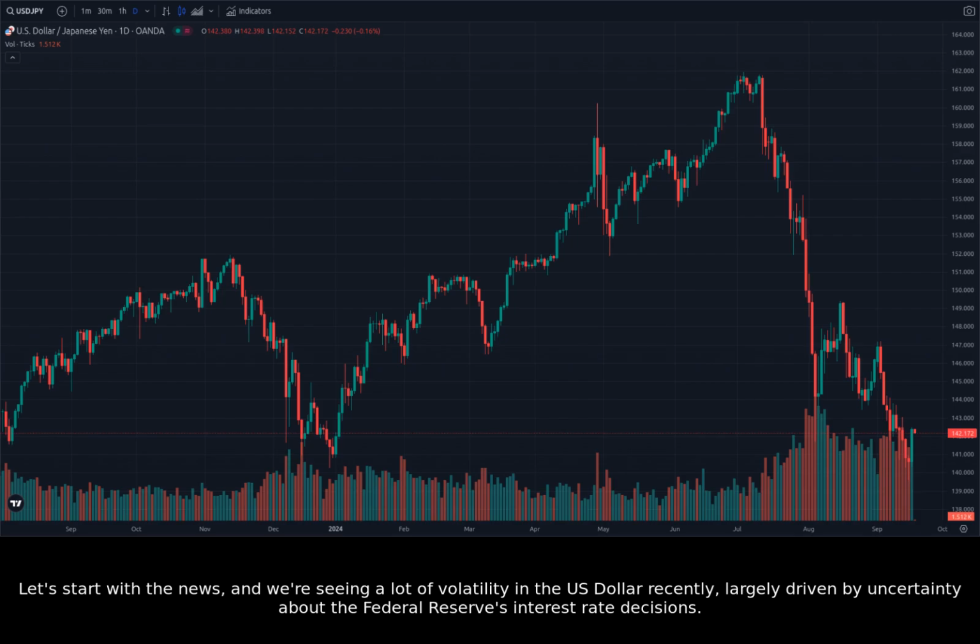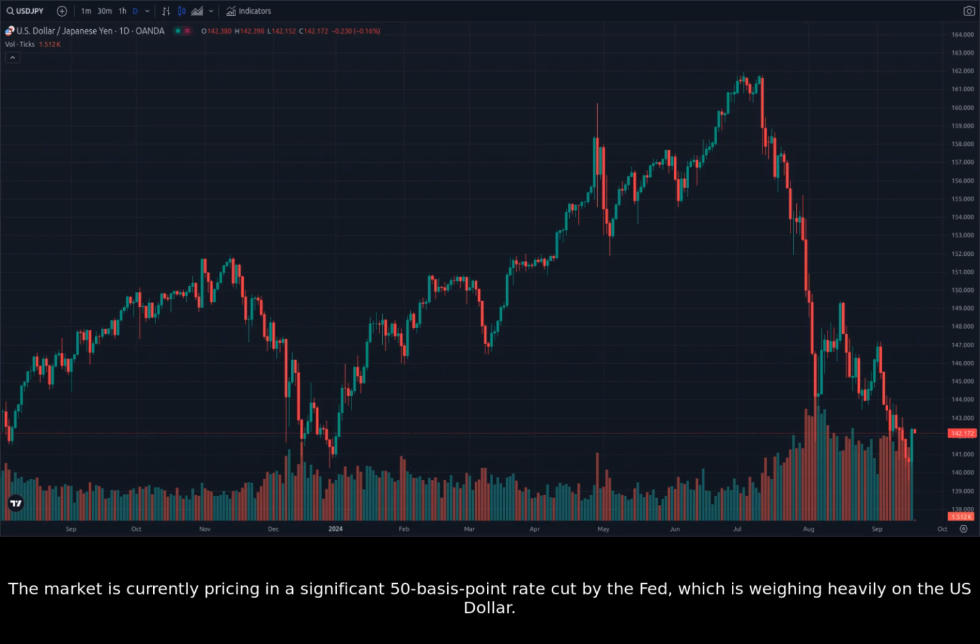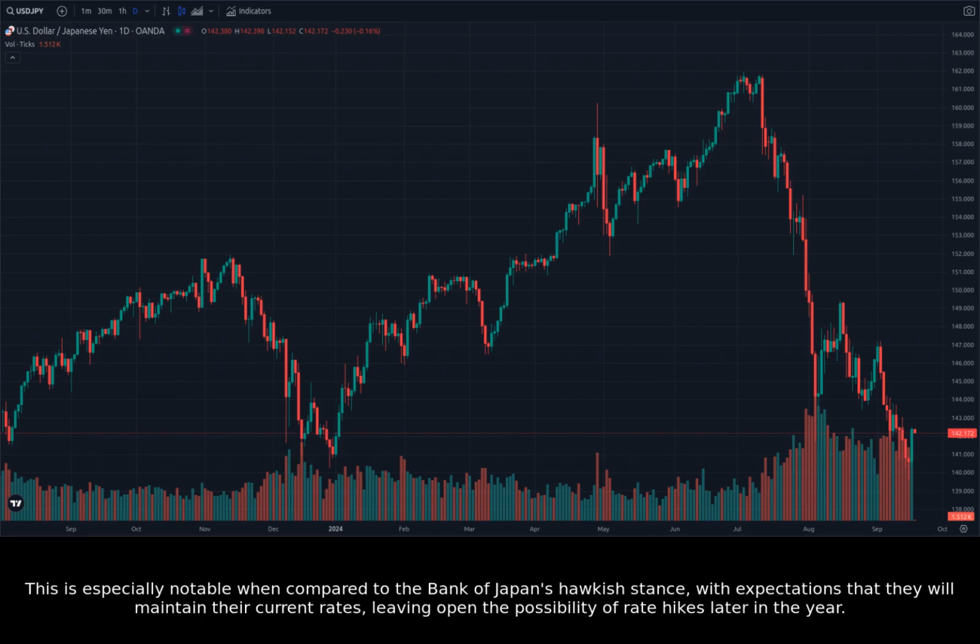Let's start with the news, and we're seeing a lot of volatility in the US dollar recently, largely driven by uncertainty about the Federal Reserve's interest rate decisions. The market is currently pricing in a significant 50 basis point rate cut by the Fed, which is weighing heavily on the US dollar. This is especially notable when compared to the Bank of Japan's hawkish stance, with expectations that they will maintain their current rates, leaving open the possibility of rate hikes later in the year.